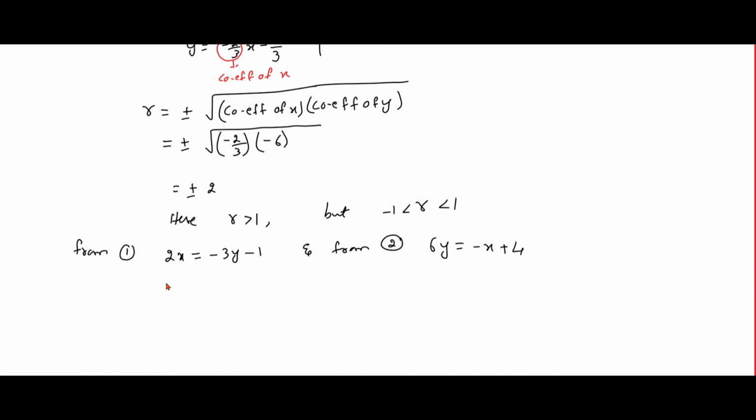Now once again, here the x value will be equal to, so divide this by 2, and you get minus 3 by 2 times y minus 1 by 2. Here you can divide by 6, and you get y equal to minus 1 by 6 times x plus 4 by 6. Now if you observe over here, this is the coefficient of y, and over here you have the coefficient of x.